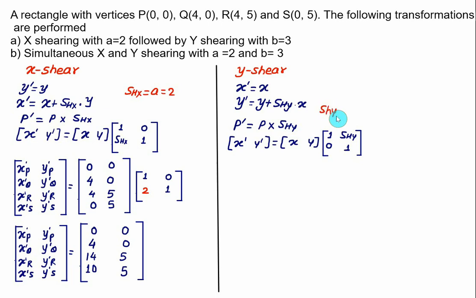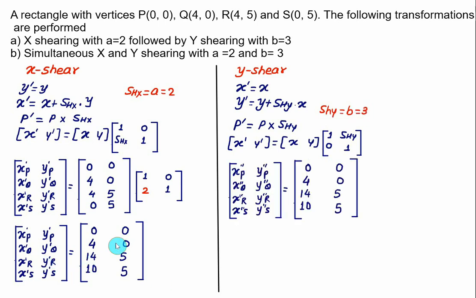So we have shy is equal to b, and this time we have given the value of b is equal to 3. So after this step we are performing the y shear, so we can get the final point as xp prime yp prime. Likewise we'll get qrs. The final matrix available with us is 0 4 0 14 5 10 5, and the shearing matrix is 1 0. This time we have to use the value of shy is equal to 3, and then we have 1. So again multiply and find out the final coordinate after x shear and y shear.